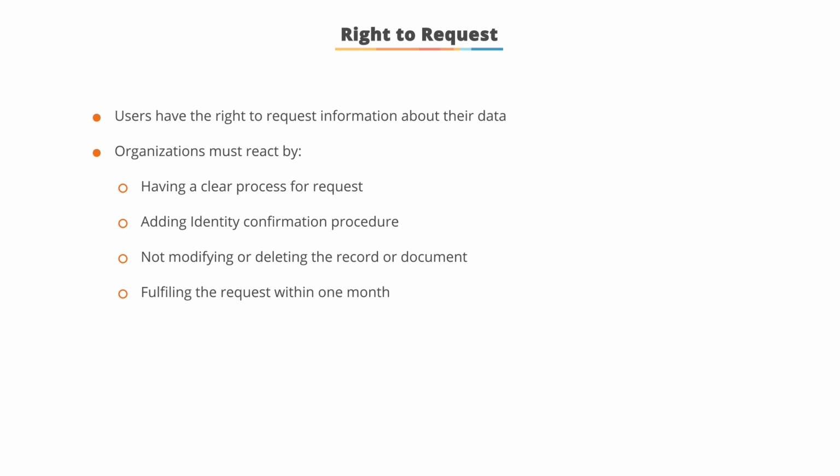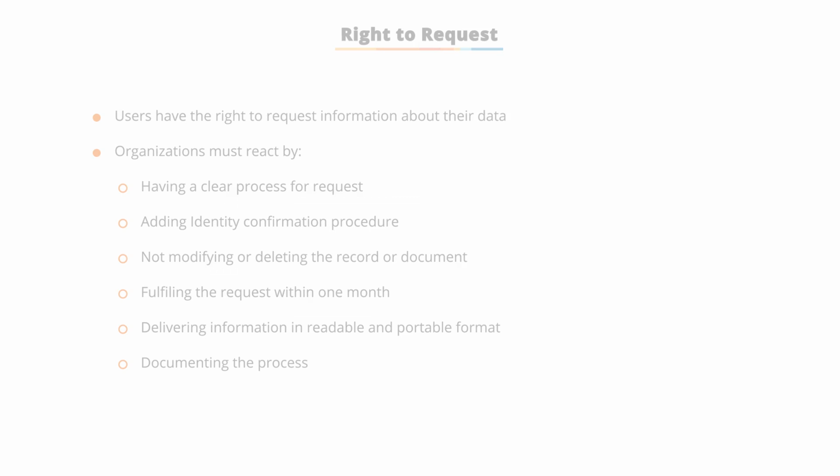A company may not modify the information or delete the information unless deletion is specifically requested by the user. Companies have 1 month to fully comply with the right to request, and the information must be delivered in a readable and portable format. This enables individuals to take their data and move to another account, or to simply review all of the information a company has in their records. To protect the company and the user, it is recommended that the entire right to request process is documented and noted, from the request to the processing to the delivery.